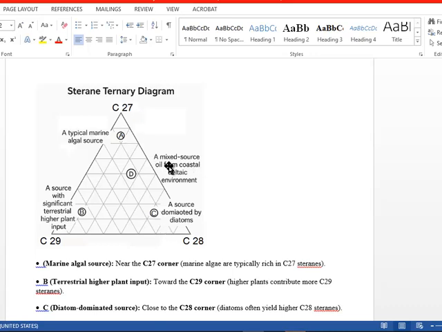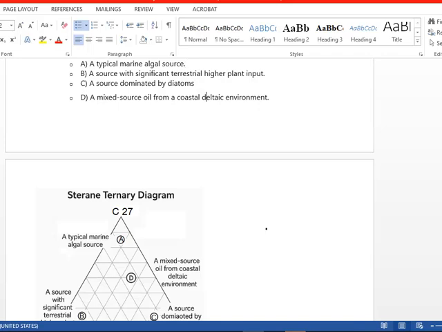Okay, so a mixed source oil, deltaic means it is from water actually. I'm sure you are familiar with the Niger Delta. You know there's lots of water there. It's a coastal region, so you have a lot of marine related organisms and plants. So this is more like marine, but not fully marine. So you have a mixed source oil. So that is an example, and that's how to label it: A, B, C, and D.